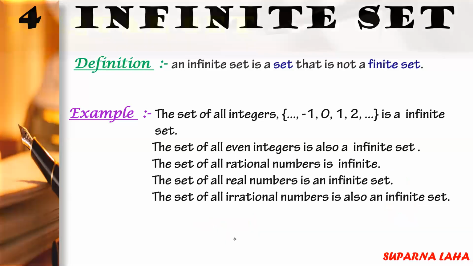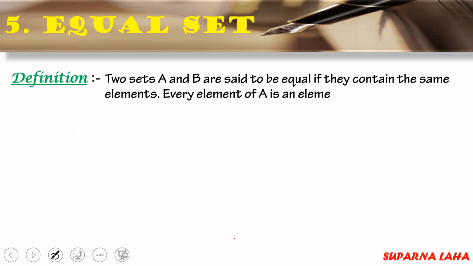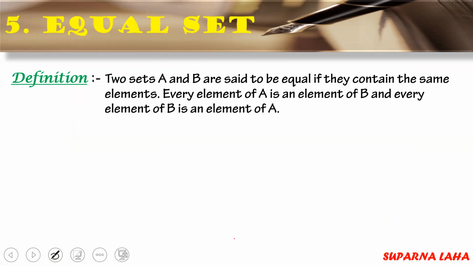So next one, number 5, is equal set. Now, if two sets are equal, what do we mean by that? Let's take two sets A and B. They are said to be equal if they contain the same elements. Every element of A is an element of B, and every element of B is an element of A. That means equal sets depend upon the elements of the two sets. If the elements are the same, we can say the sets are equal.